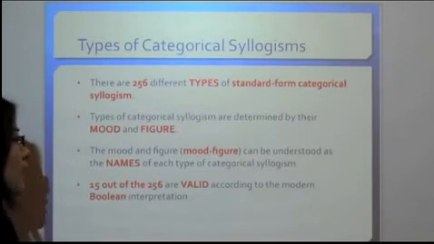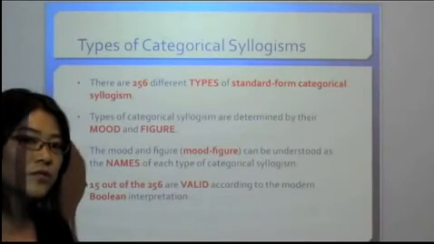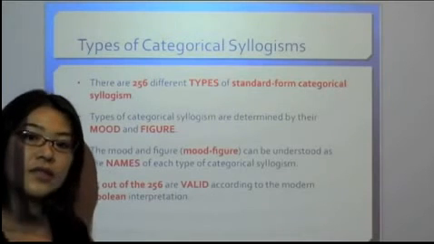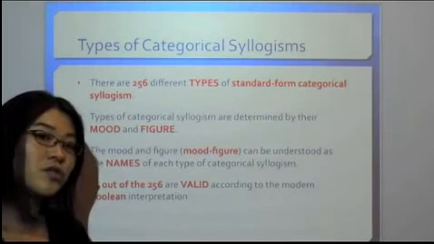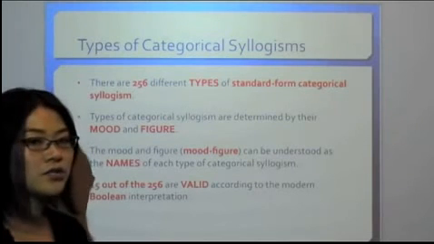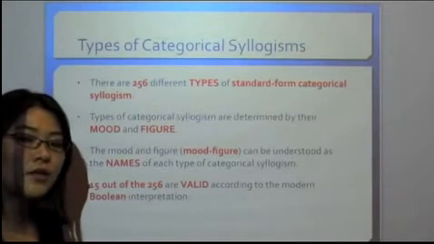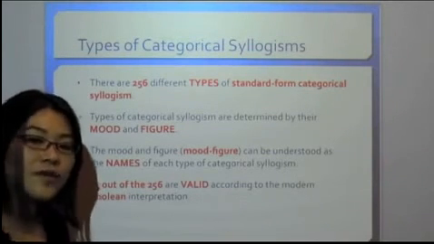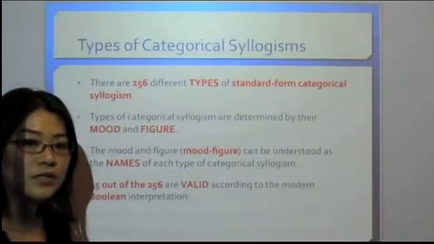There are 15 valid forms out of the 256 standard form categorical syllogisms, and we're going to learn two different ways to determine the validity of these various syllogisms. We'll do that in part 2 of lesson 4. But before we move on to that, let's discuss how to identify all 256 different types or forms of standard form categorical syllogisms.